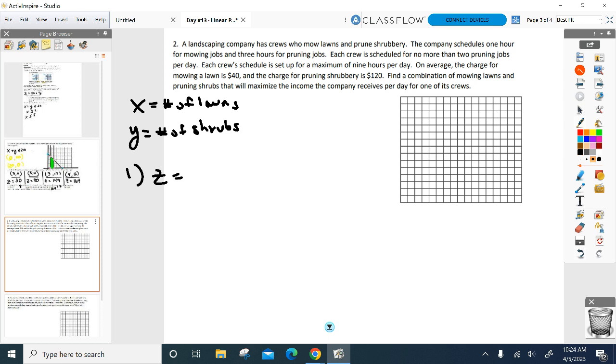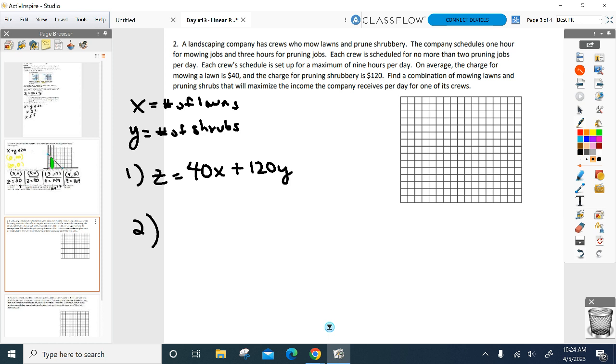How much for a lawn? 40 a lawn. 40X plus, for your shrubs, 120. So everyone, why do those numbers go with the Z? Because the question says you want to have maximum amount of income, so that's why I put the money with it. All right, well, we can't just mow an unlimited amount of lawns and shrubs, right? There's only so many hours in the day, and we have some restrictions, it looks like.